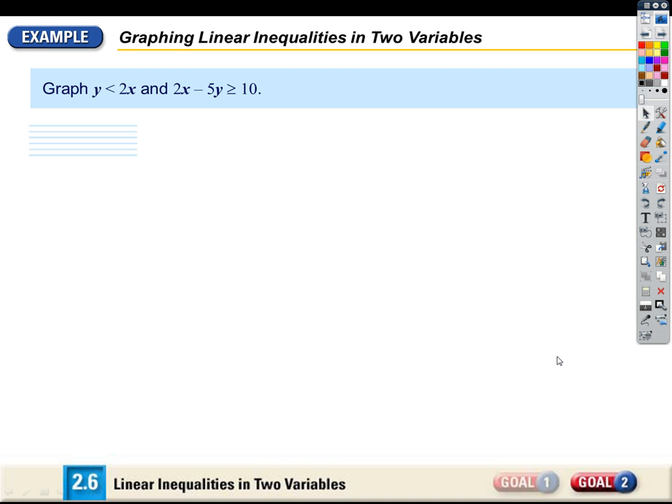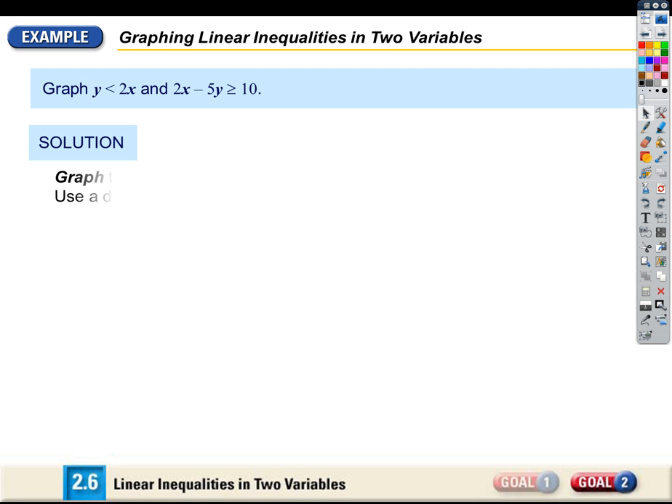Let's try one more that's got a slanted line. How about this first one? y is less than 2x. I graph the boundary line, y equals 2x. So that's in y-intercept form, right? What's the slope? What's the y-intercept? So what does that mean it is?